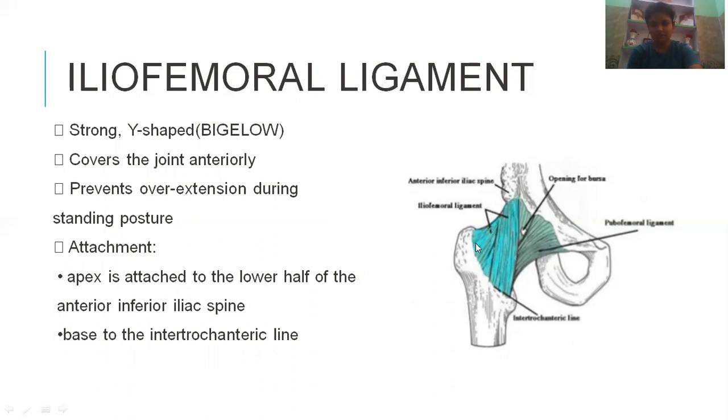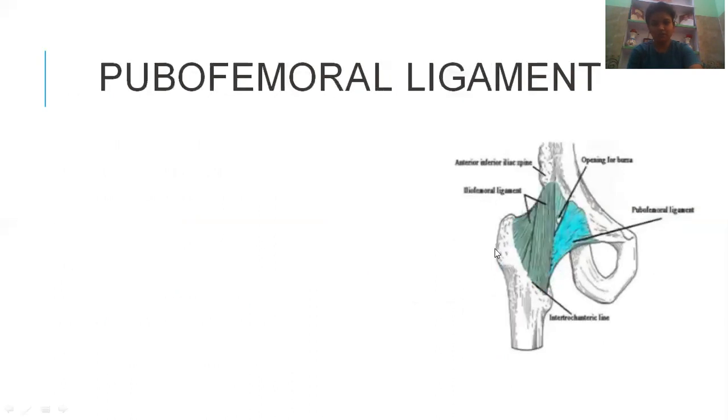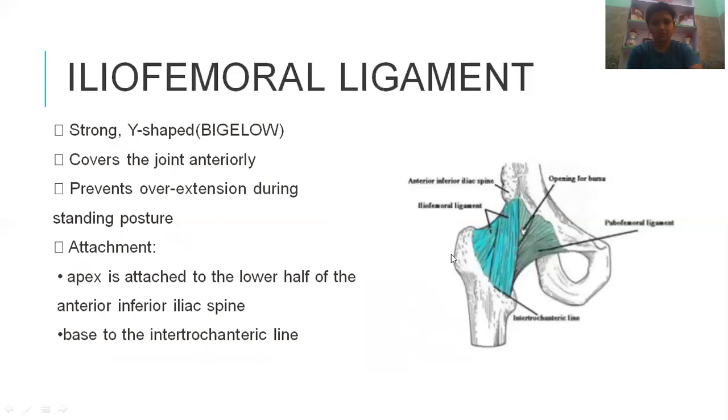This is the iliofemoral ligament. Now, it prevents overextension during standing posture. The work of this iliofemoral ligament is that it prevents overextension. While a person is standing, it prevents overextension.